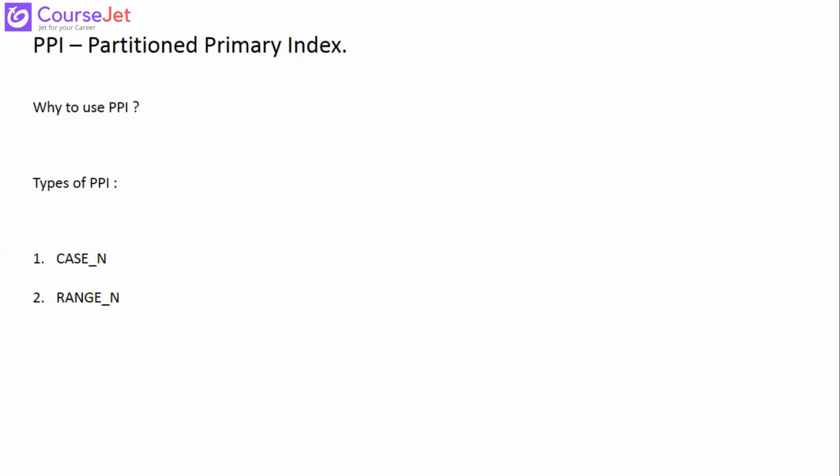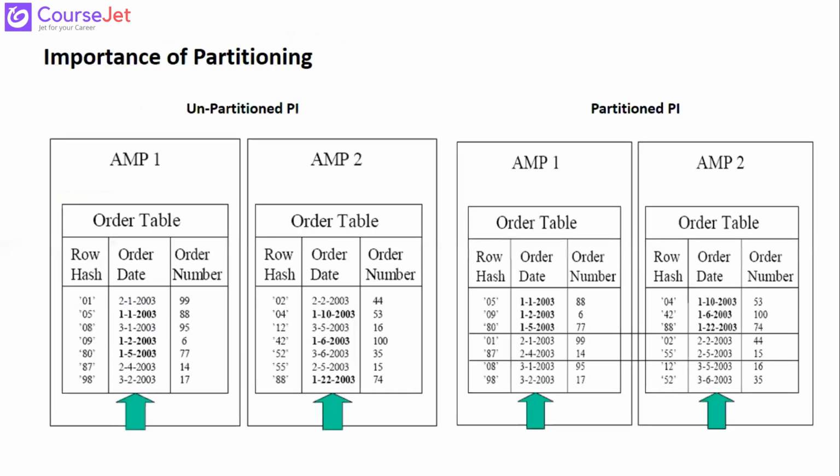There are basically two types of partition. One is CASE_N, and the other one is RANGE_N. In this example, there is the unpartitioned PI, where if you see the order date, it's not arranged properly. So when you do a select star, all these records will be retrieved from each AMP.